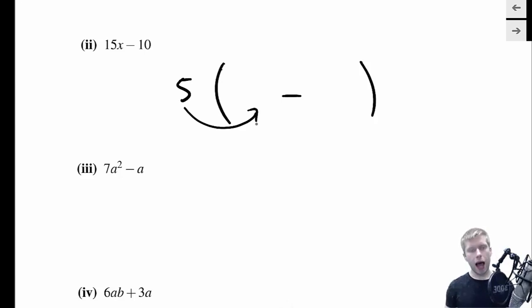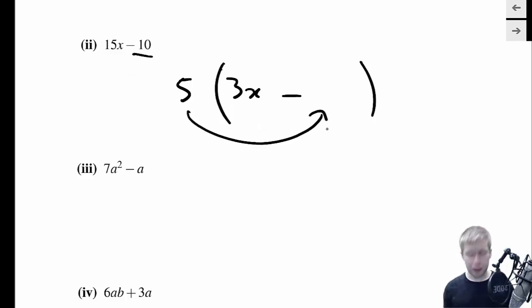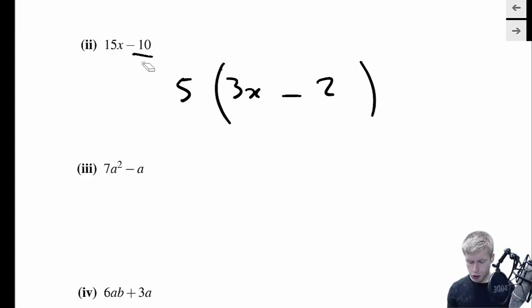So let's have a look. 5 times something that goes here has to give me 15x. The only thing that can go there is a 3x. And then I have a 10 here. So 5 multiplied by something that goes here has to give me a 10. That's got to be a 2.